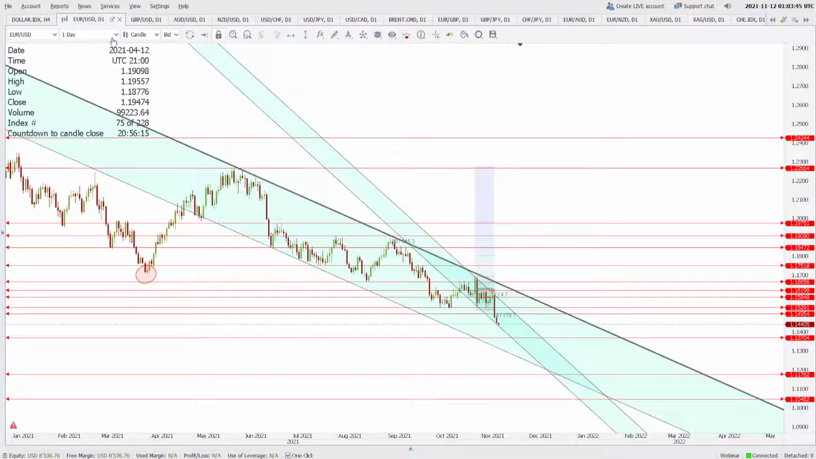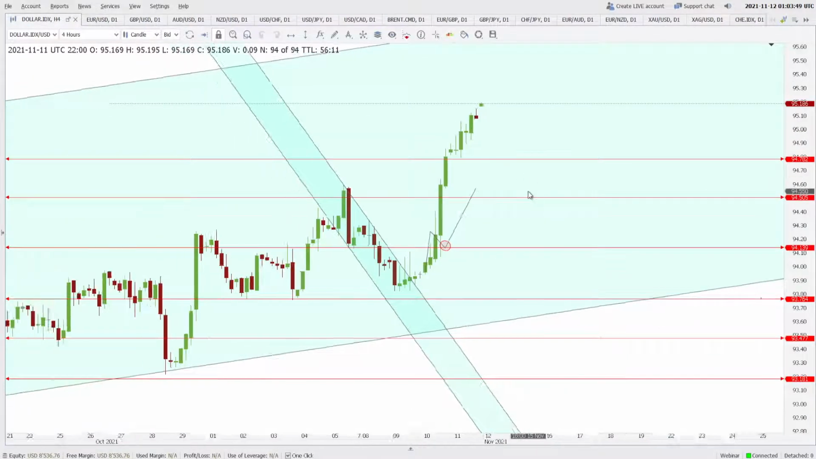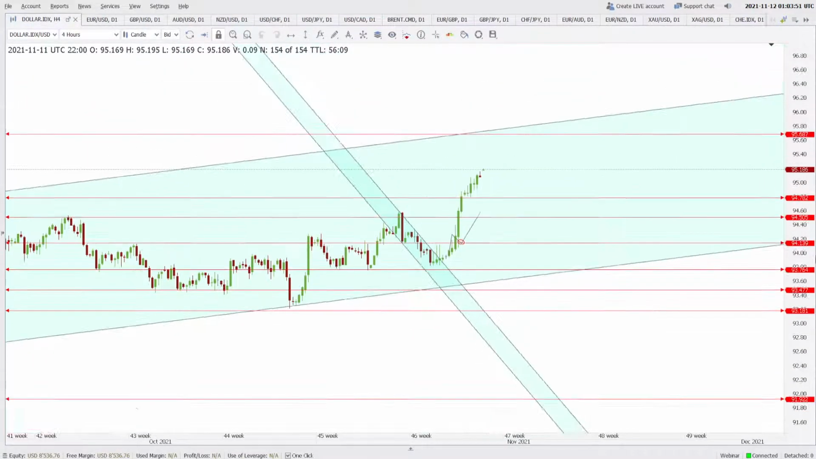So this is one thing. So let us focus on the euro. Or before that, I will tell you where the next resistance is for the US dollar. The next resistance for the US dollar is at 95.68. I don't think it is going to stop till 95.68, and the support is at 94.78.